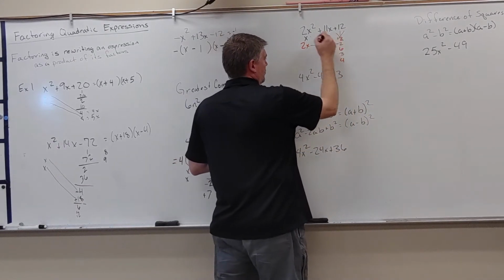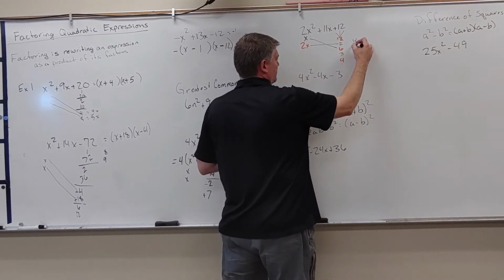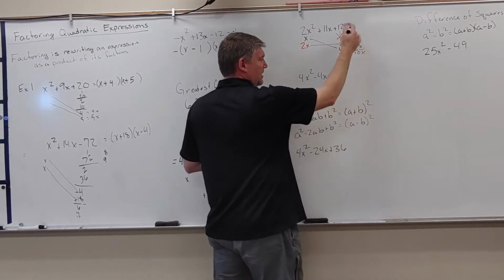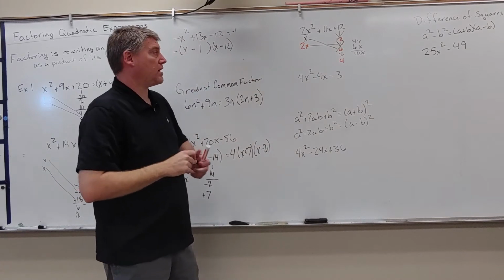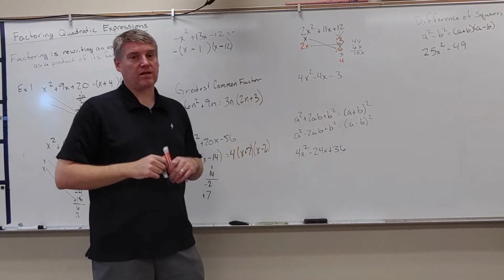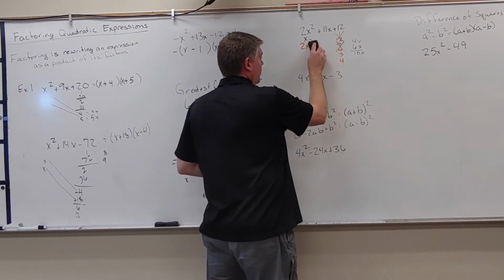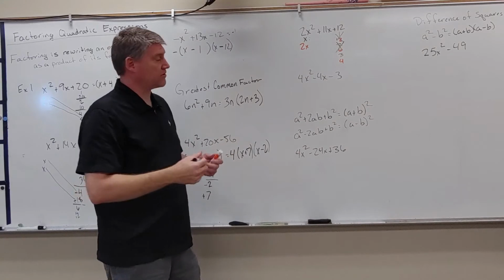So now I'm going to go 2x and 6. That gives me 4x. This gives me 6x. Grand total of 10x. It didn't work, so I know it can't be 2 and 6. Now I have to check 3 and 4. If 3 and 4 don't work, then it would be unfactorable, or not factorable.